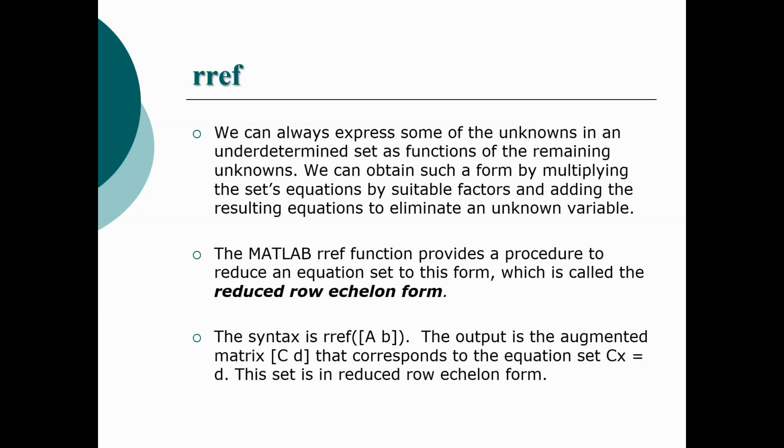I'm showing you a MATLAB function which is called reduced row echelon form. You might have seen this in your other courses. This would be helpful when we have an underdetermined system. We can always express some of the unknowns in an underdetermined set of equations based on the remaining unknowns.